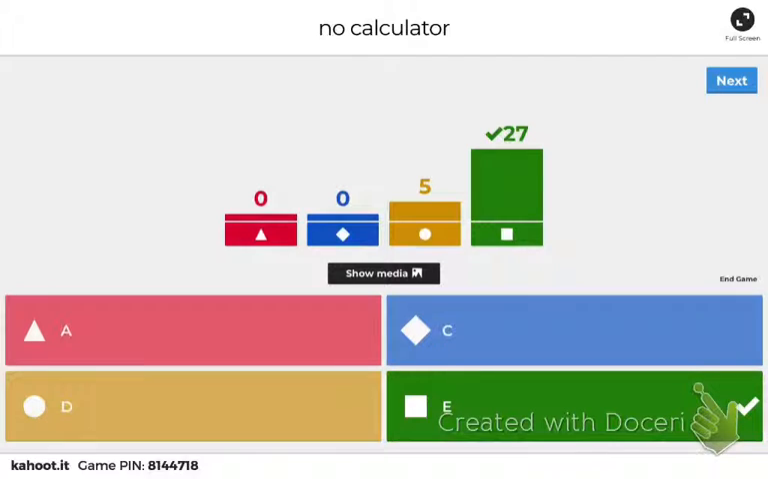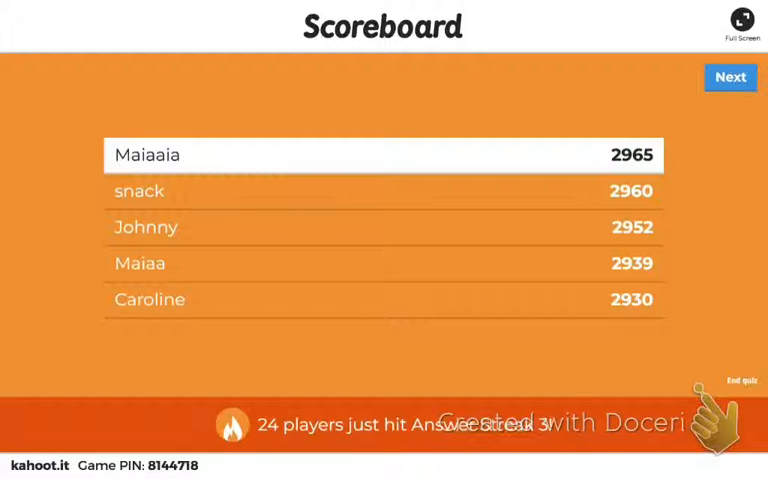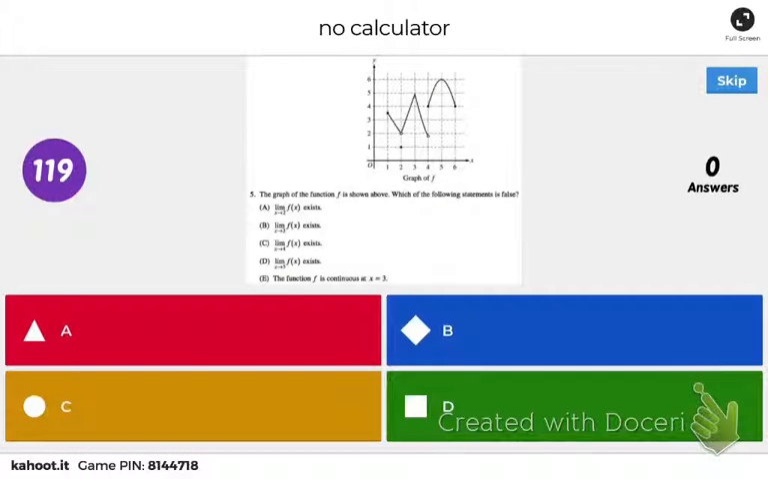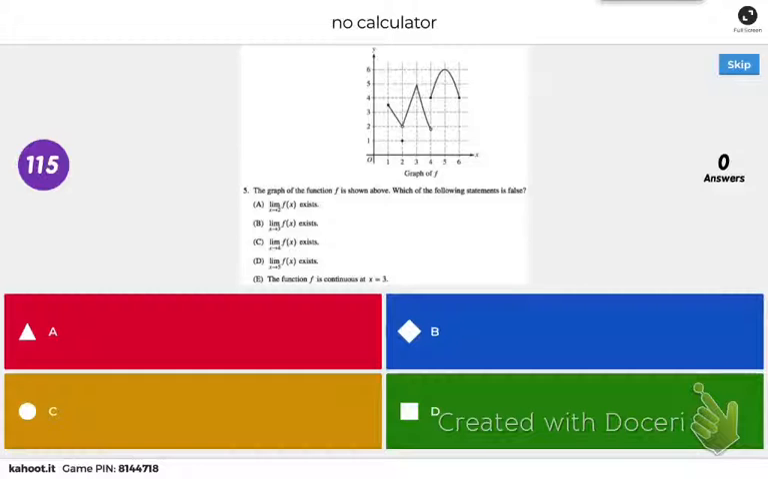Any questions on that one? All right. That's kind of a surprise. I thought that was going to be the first perfect one. All right, we just got a few more left here. Here's question 4. Graph of function f is shown above. Which of the following statements is false?